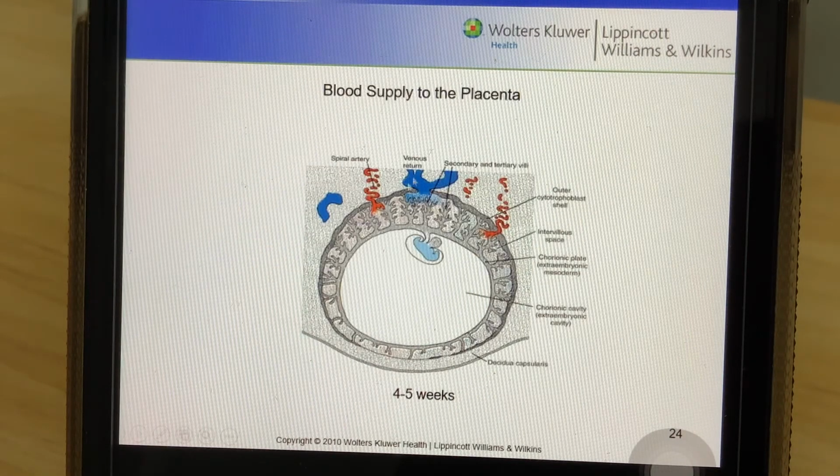Okay? So we go to the blood supply of the placenta. Maternal blood reaches the placenta via these spiral arteries. Spiral arteries. These spiral arteries penetrate the cytotrophoblast shell and empty into the intervillous spaces. Maternal veins drain these spaces. Intervillous spaces. This one. Okay.